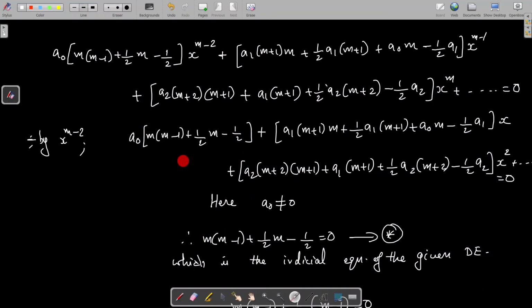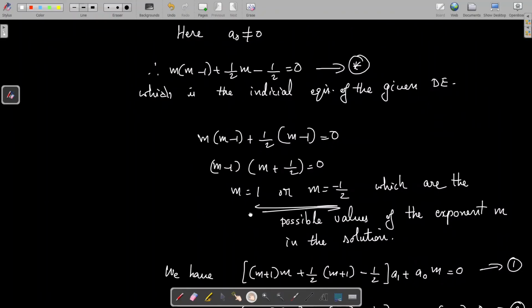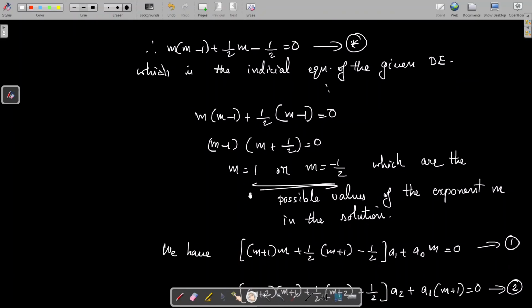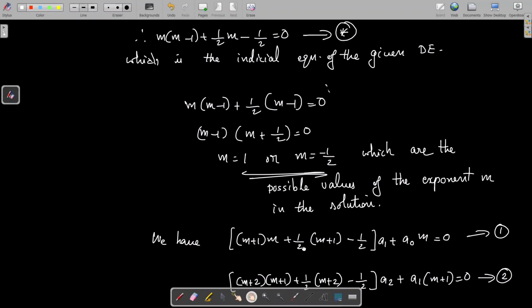Here you may see that there are no terms with a1, a2, etc. In the terms from here onwards, there are terms with a1, a2, etc. In the first term, a0 cannot be equal to 0. You may assume a0 as 1 itself and this expression equal to 0, and here there are no terms with a1, a2, etc. Solving this equation, you can find the possible values of m. So this equation is called the initial equation of the given differential equation. Now solve the initial equation, and you find that m equal to 1 or minus 1 by 2. Corresponding to each of the values of m, you can find different independent Frobenius series solutions, two independent Frobenius series solutions.